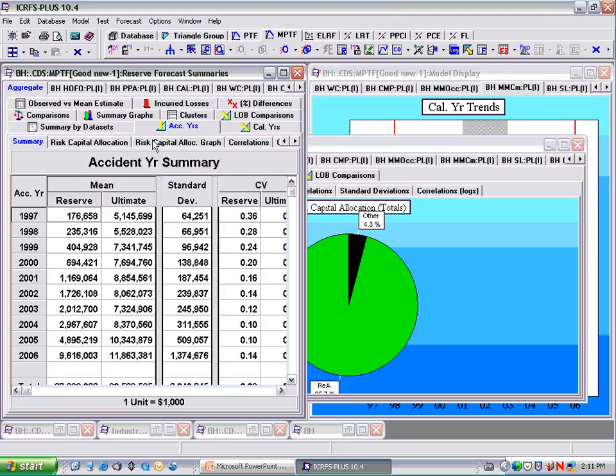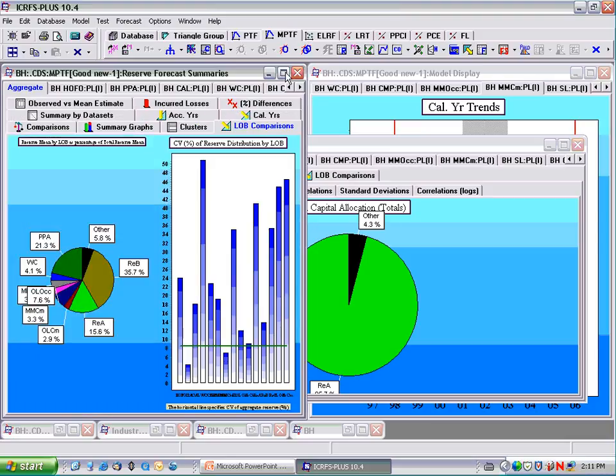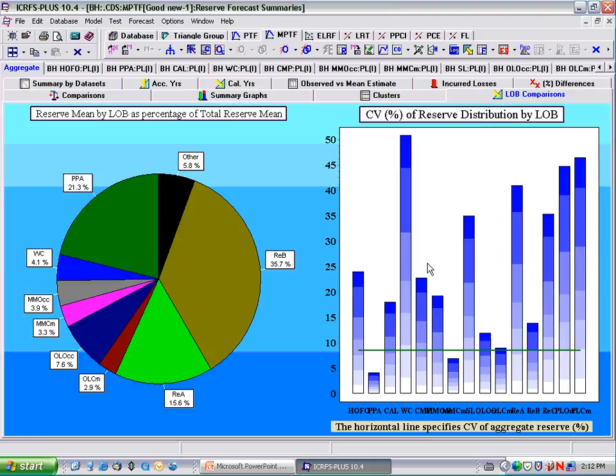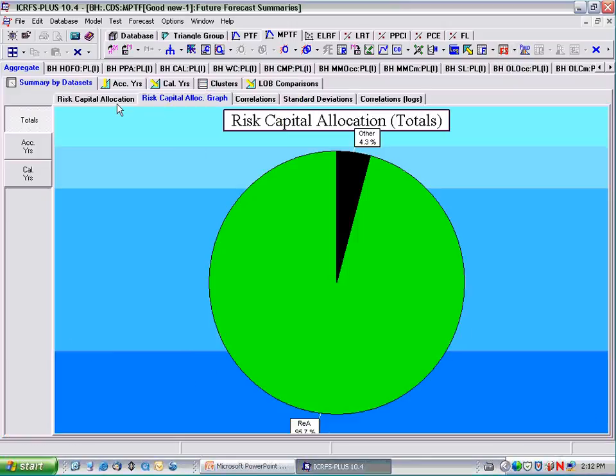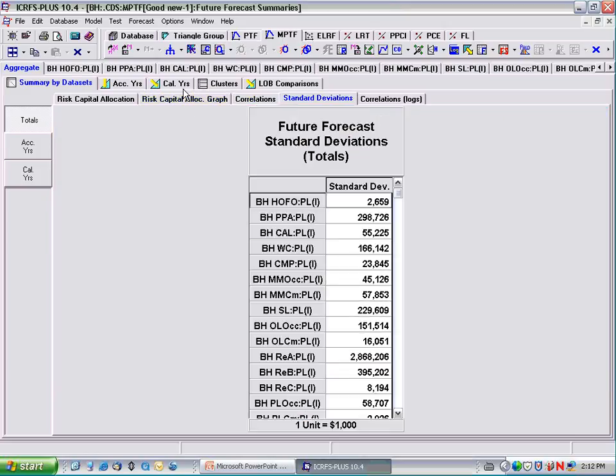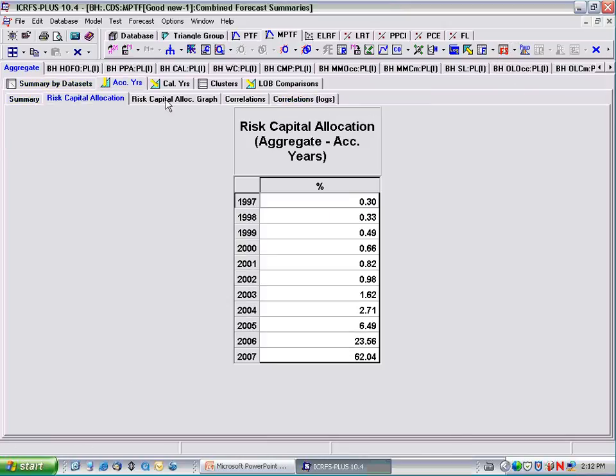If we go back to the forecast summary, if we go to LOB comparisons, I don't think I've shown you. I have shown you this graph, which is the CV of reserve distribution by LOB. These are the reserve mean by LOB. Yes, we have seen that. But you get the same displays when you look at the next accident year, and you also get them for the combined. Okay, all these displays.